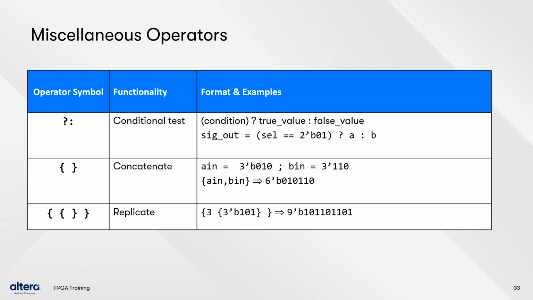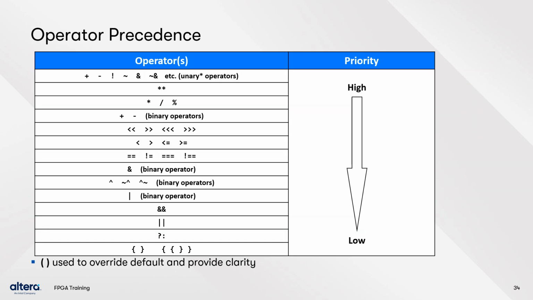The concatenate operator combines two or more vectors to form one larger vector. The replicate operator takes one vector and replicates it a specified number of times. When you are using multiple operators together, it is recommended to use parentheses to group operations for clear understanding and readability. If parentheses do not exist, here you can see the priority of the operators as defined by Verilog. Unary operators will have the highest priority.